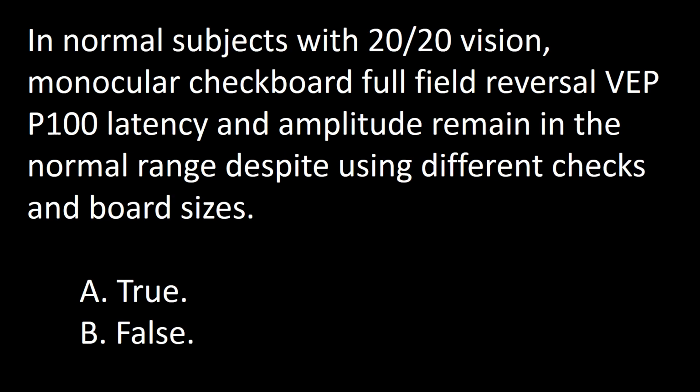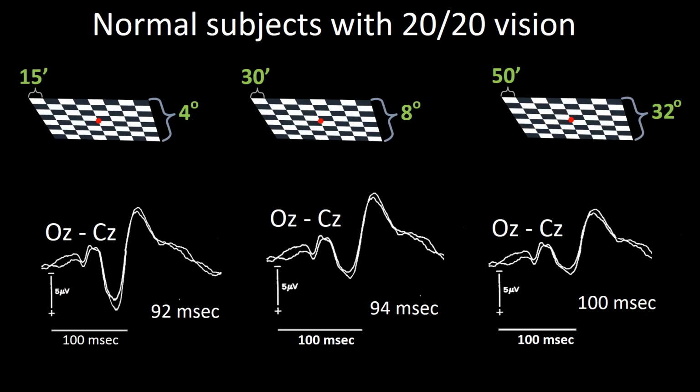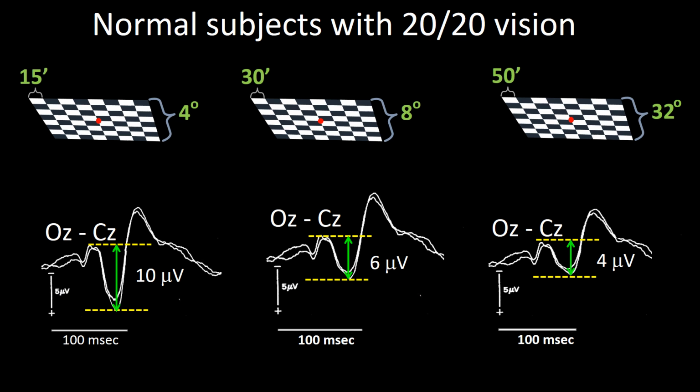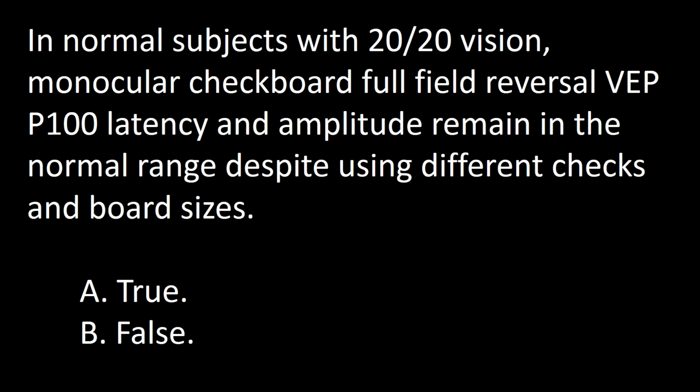Next question. In normal subjects with 20/20 vision, monocular checkerboard full field reversal visual evoked potentials P100 latency and amplitude remain in the normal range despite using different checks and board sizes. A true, B false. This frame presents three visual evoked potentials obtained with three different check sizes and board sizes. As you can see, P100 latency falls within the normal range in all three, and P100 amplitude also falls in the normal range. So the answer to this question is A.